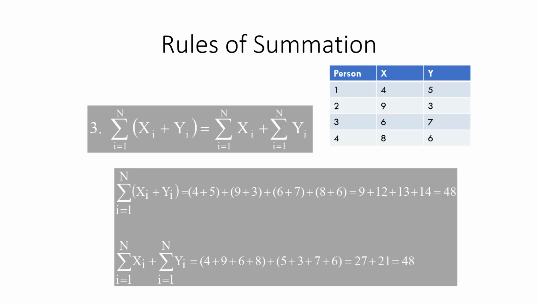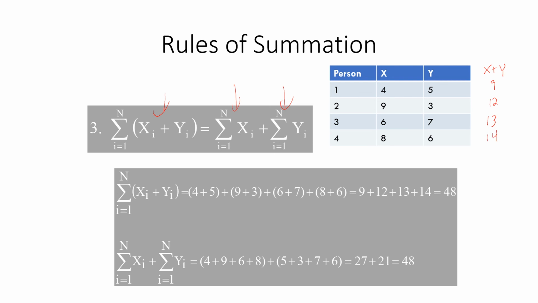The next rule of summation is the sum of x plus y equals the sum of x plus the sum of y. So let's look at an example of that. X plus y, let's put it over here even though they're down here. 4 plus 5 is 9, 9 plus 3 is 12, 6 plus 7 is 13, and 8 plus 6 is 14.